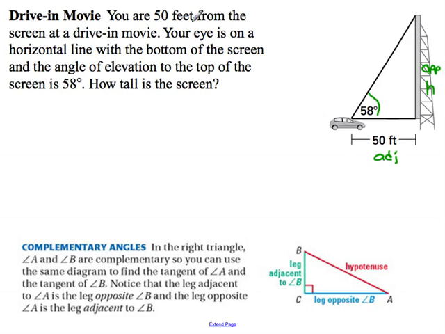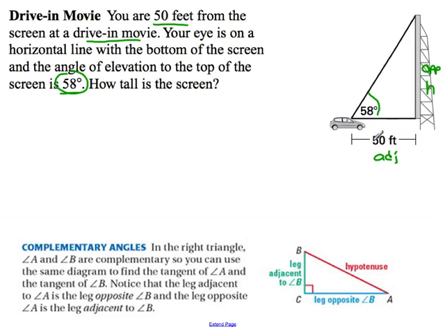It says you are 50 feet from the screen at a drive-in movie. I would not recommend this. This is way too close. Your eye is on the horizontal line at the bottom of the screen, and an angle of elevation to the top of the screen is 58 degrees. Don't ask how you found that. That's kind of weird. How tall is the screen?